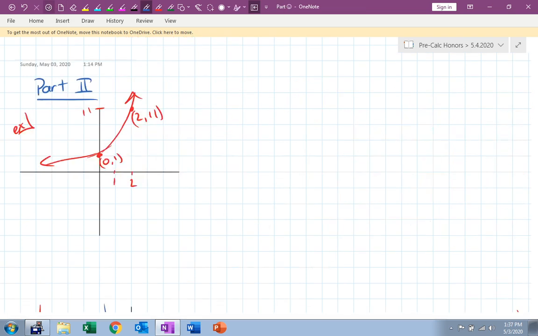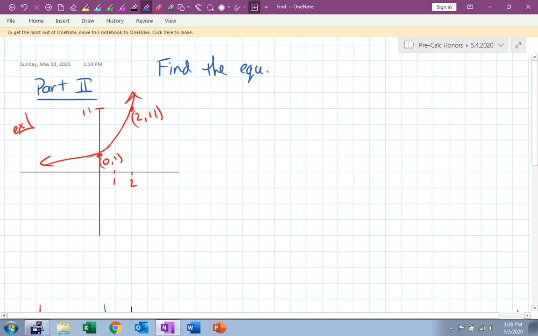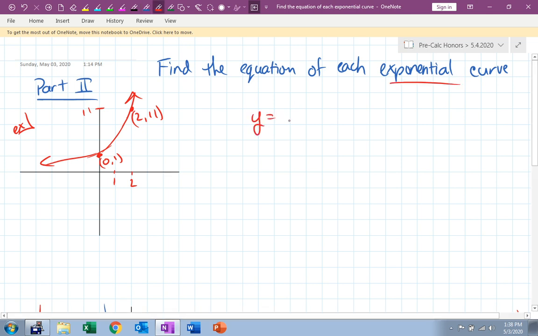All right, so that was part 1 of the lesson. Part 2 is going to say, like, find the equation of each exponential curve. So you're going to be given something like this. You have the graph given to you. Well, if it's an exponential curve, that means we're dealing with the equation y equals y sub 0 e to the kt.